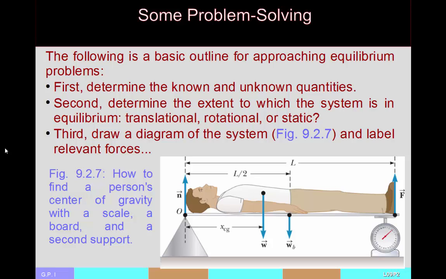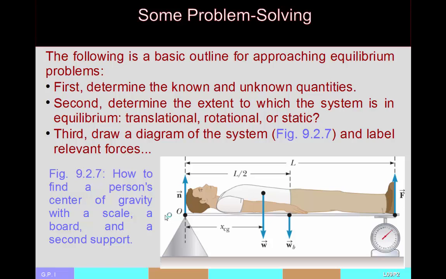So I wanted to go through a little bit of an outline of problem solving for equilibrium problems. And basically, what is the approach for solving these kinds of problems? So first, you should determine the known and unknown quantities in your system. Second, you can determine the extent to which the system is in equilibrium. Is it in translational equilibrium, in which case the sum of forces is zero? Is it in rotational equilibrium, in which case the sum of torques is zero? Or is it in both, that is static equilibrium, in which case both forces and torques must add to zero?